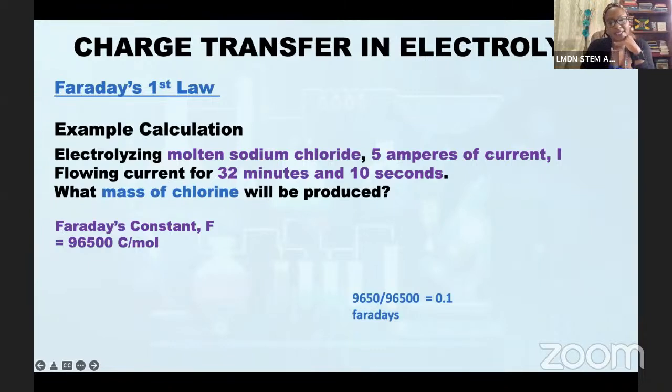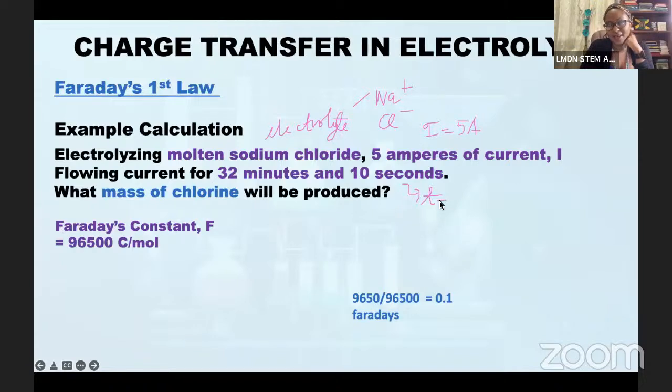All right, so let me grab my pencil here. Sodium chloride is our electrolyte, right? We're electrolyzing molten sodium chloride. So the ions of interest are Na+ and Cl-. We're flowing 5 amperes of current. So I is equal to 5 amperes. And then the time, we said we need time to be in seconds. We're using the SI units, right?